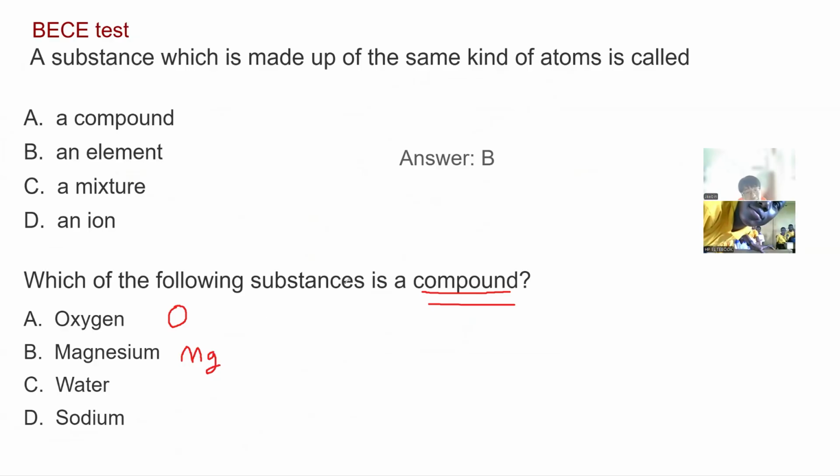Do you really think oxygen is a compound? Remember, compound, there are more. Water. Oh, yes, that is right. I think it's water. It's H2O.